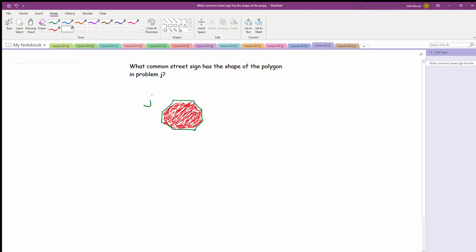I don't know why it's not going. What about if I wrote a T, O, P? Not the best art in the world, but I'm pretty sure you guys get it. It is a stop sign. So you could write a stop sign. I'm going to write an exclamation point. That's the answer for J.